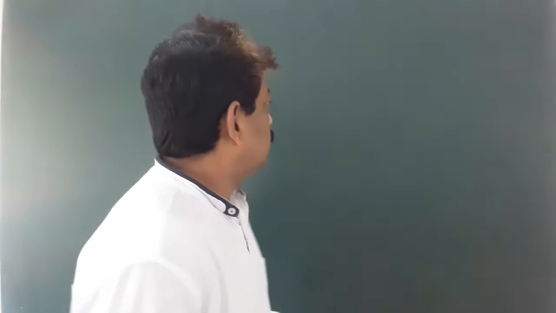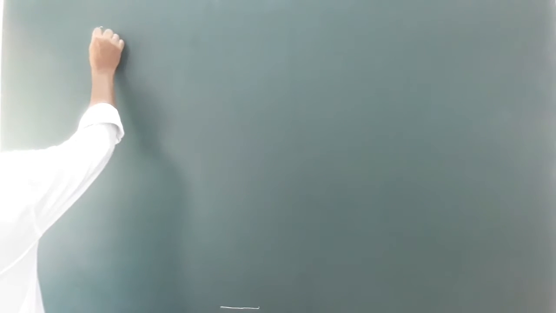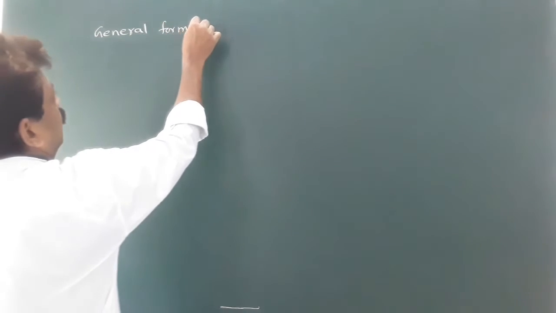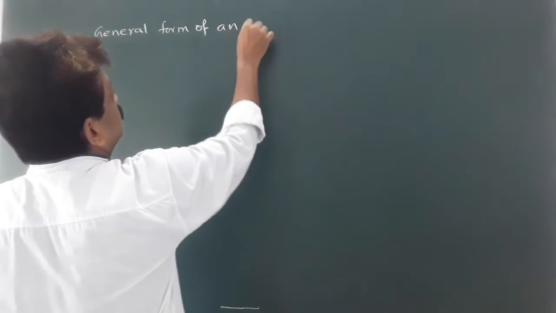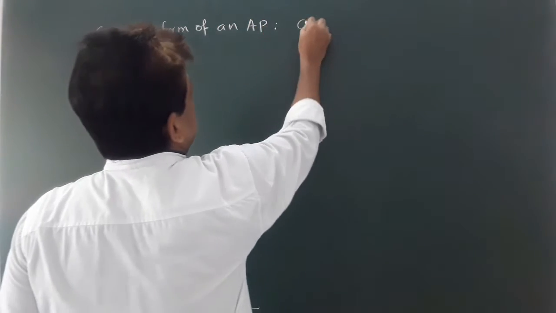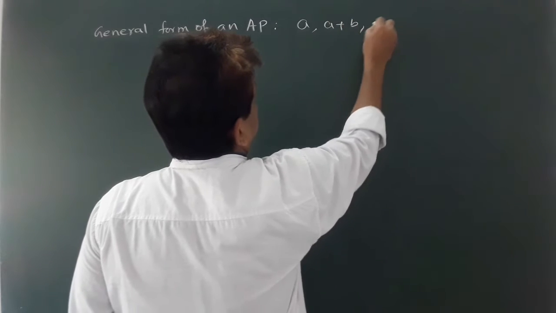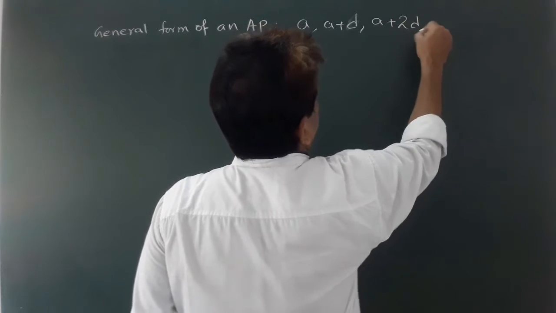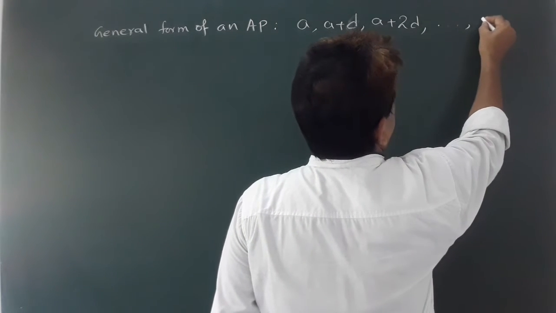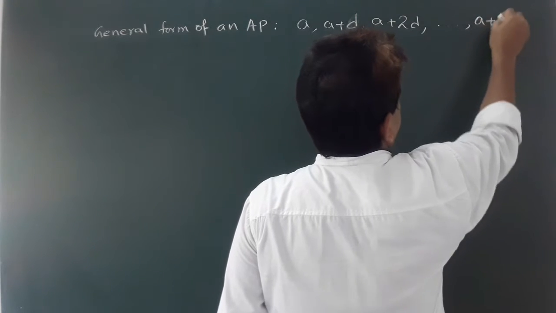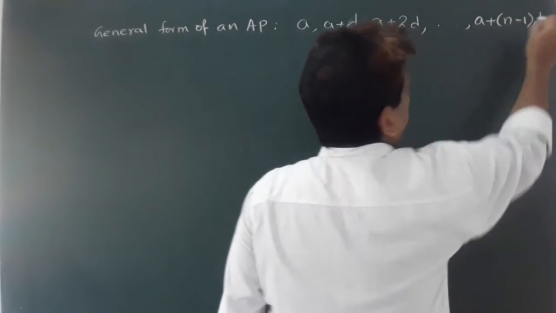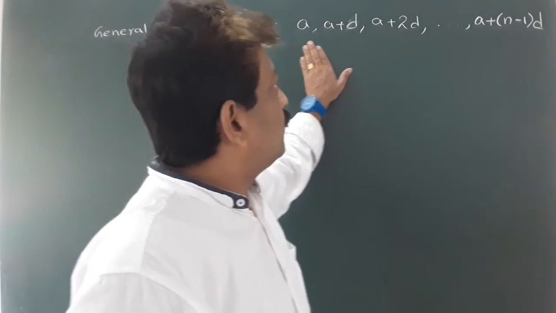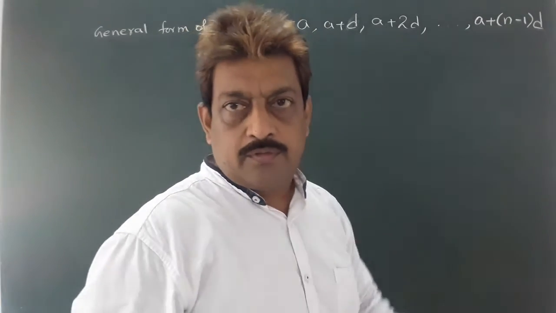So you all know the general form of an AP. The general form of an AP is written as a, a plus d, a plus 2d, and the nth term will be a plus n minus 1 d. So we have done this. Okay. Now, if we have to find the sum of all these terms up to n terms, then what we will write?